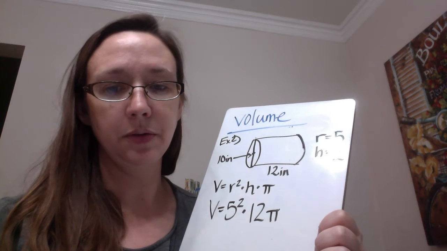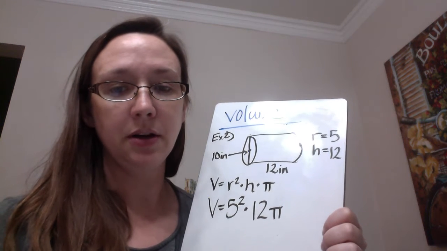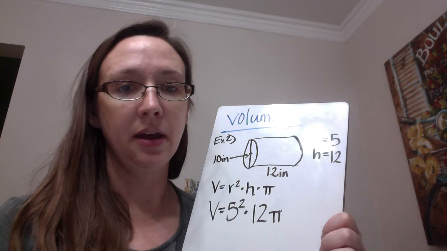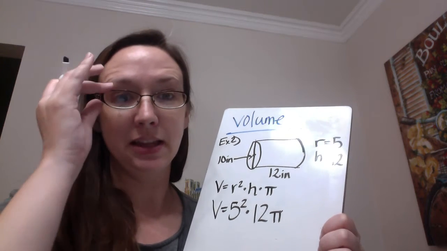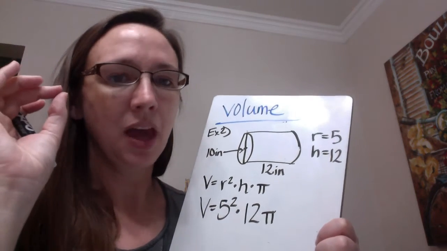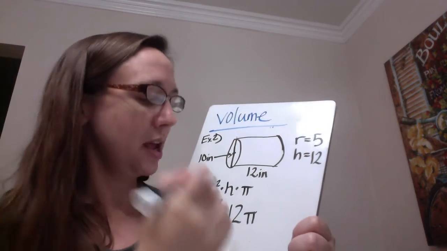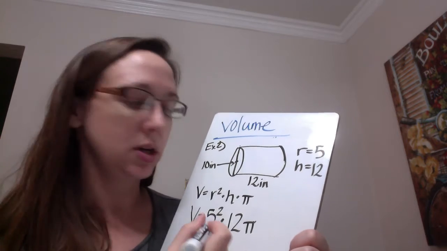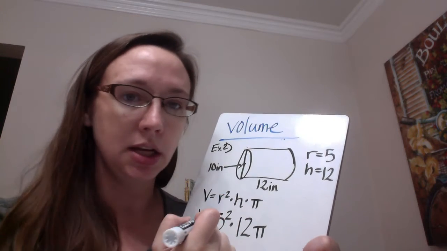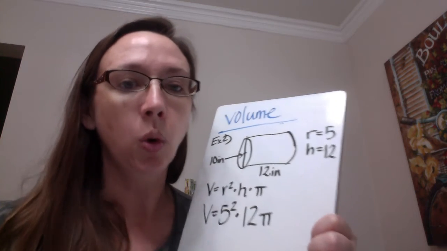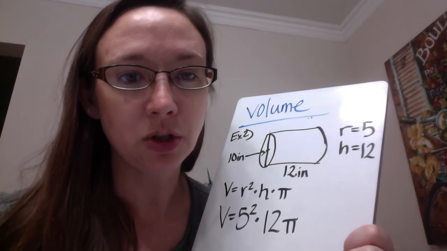Okay, so hopefully you see you get 5 squared times 12 times pi. Now, some of you may be asking this question, so I'm going to pretend I'm you. Mrs. Lemon, isn't 5 squared the same thing as 10? So couldn't I just put the diameter right there instead? And the answer is no. 5 squared is not 5 times 2.